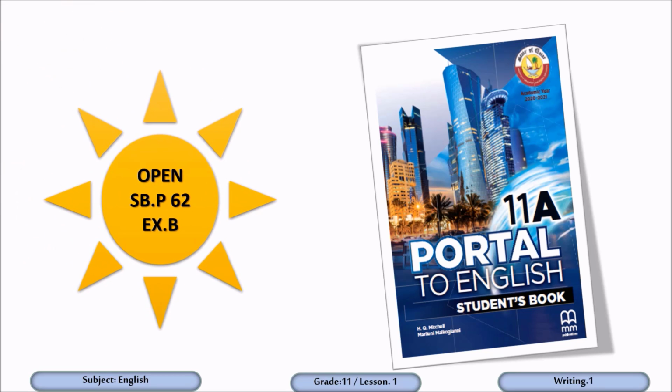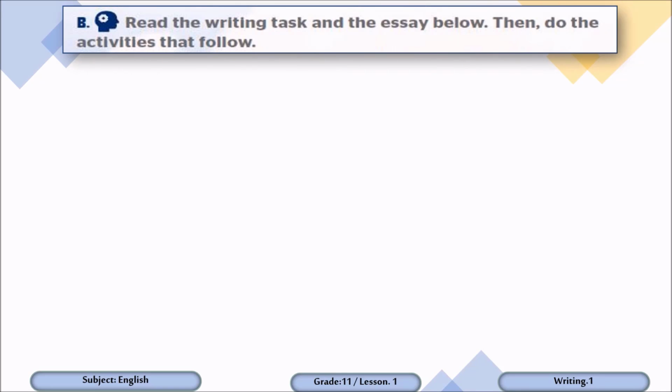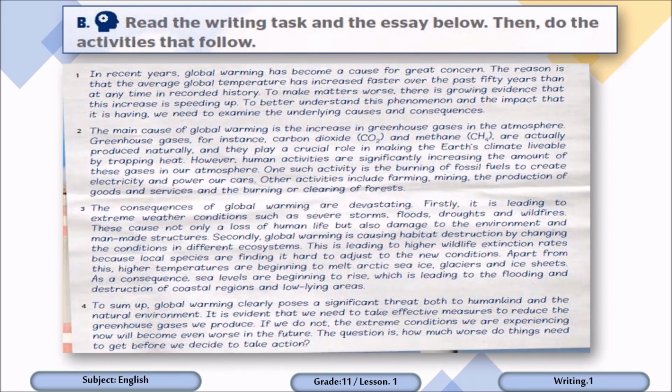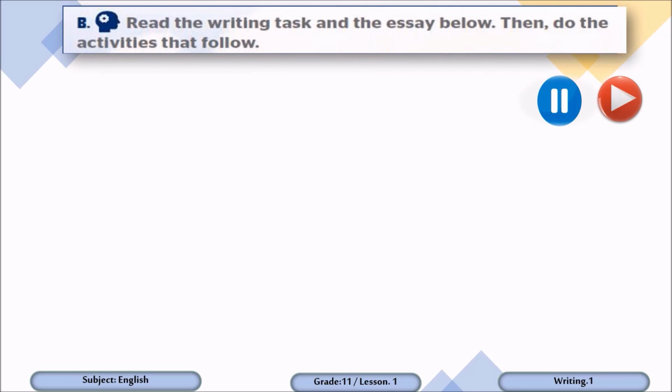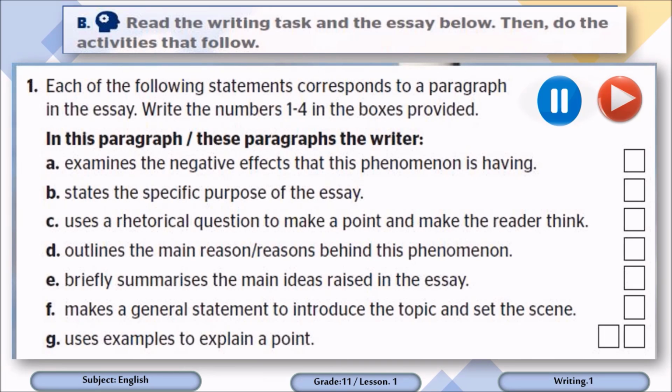Now please open Students' Book, page 62, exercise B. Dear students, please make sure that you are opening your Students' Book on page 62, exercise B. Read the written task and the essay, then do the activities that follow. 1. Each of the following statements corresponds to a paragraph in the essay. Write the numbers 1 to 4 in the boxes provided.